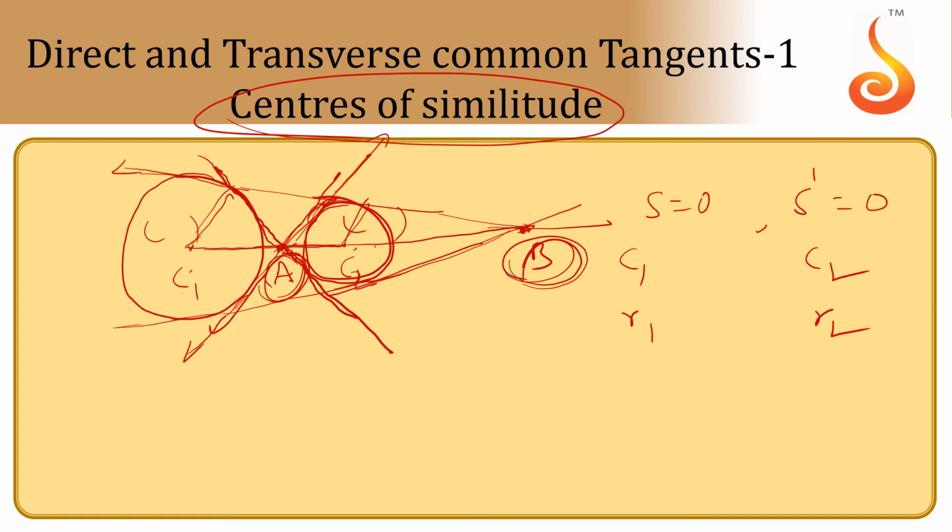Now I think you know very clearly, when one circle lies completely inside the other, what is the condition, and how many direct common and transverse common tangents there are. You can once revise them. I think you also know the length of the direct common tangent and the length of the transverse common tangent.